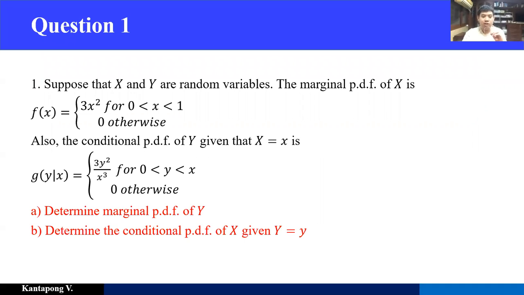The first question is intended to be an easy question. Suppose that x and y are random variables. The marginal PDF of x is this one, and the conditional PDF of y given x is this one. So this one is the marginal, right? The keyword is the marginal. And this one is the conditional of y given x. There are two sub-questions. First, determine the marginal PDF of y. And second, determine the conditional PDF of x given y. So think first, okay? Let's pause this video and then we'll come back.